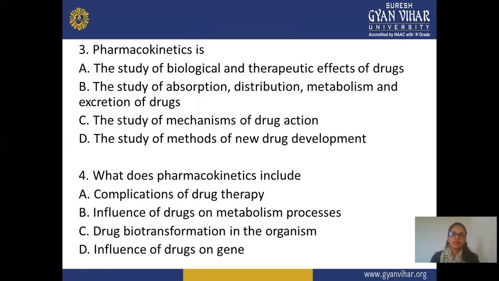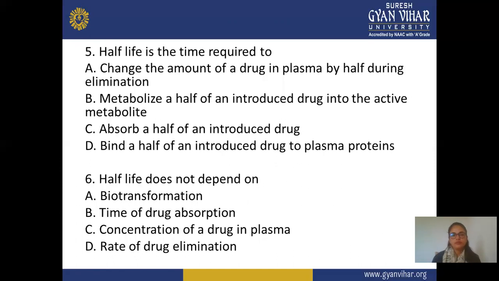Next, pharmacokinetics is: A, the study of biological and therapeutic effect of the drug. B, the study of absorption, distribution, metabolism, and excretion of the drug. C, the study of the molecular mechanism of the drug's absorption and action. D, the study of the method of new drug development. And the fourth question is what does pharmacokinetics include? A, complication of drug therapy, B, the influence of the drug on metabolism process, C, the drug biotransformation in the organism, D, the influence of a drug on the organism. Next, the fifth question: half-life is the time required to change the amount of drug in plasma by half during elimination. B, metabolize half of the introduced drug, inactive. C, absorb half of the introduced drug. D, bind half of the introduced drug to plasma protein.